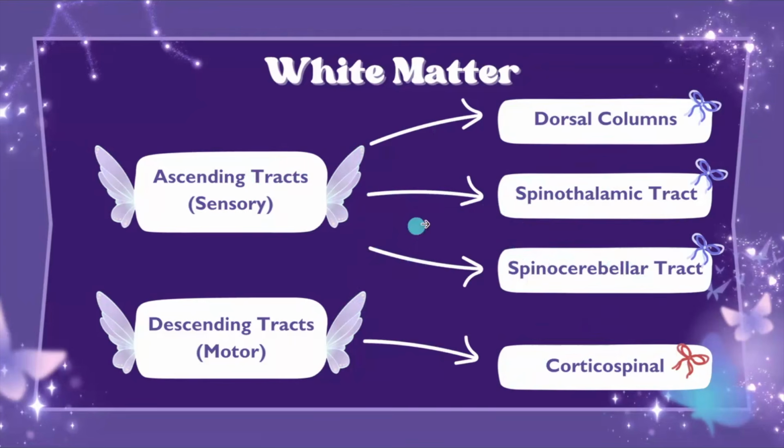Spinocerebellar, same concept, starts from the spine, goes to the cerebellum. So these are ascending. They go from the bottom up, okay? Descending tracts, you have the corticospinal tract. Corticospinal, meaning you start from the cortex, you go down all the way to the spine. So corticospinal is a descending tract, okay?